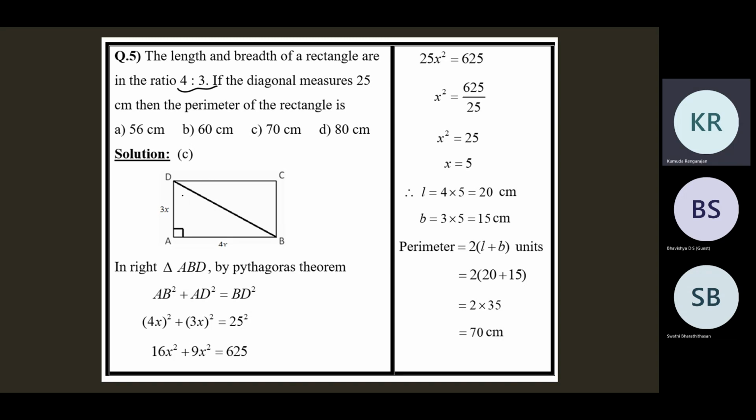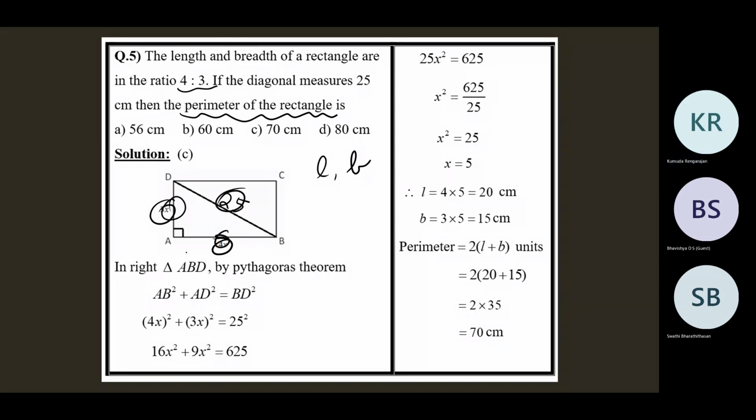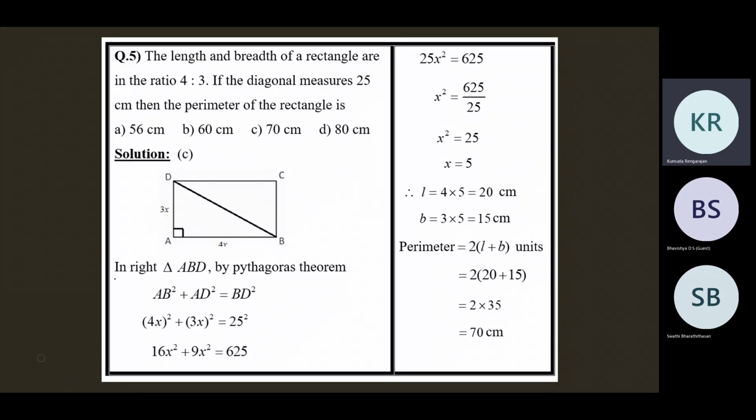How do we know that we have to use Pythagoras theorem? You have to just connect the information given. The ratio of the length and breadth is 4:3, so 4x, 3x. Then the length of the diagonal is 25. With this, we have to find the perimeter of the rectangle. To find the perimeter, you need the length and breadth. So we need to somehow find the length and breadth using 3x, 4x, and 25. How do we connect them? Through Pythagoras theorem.